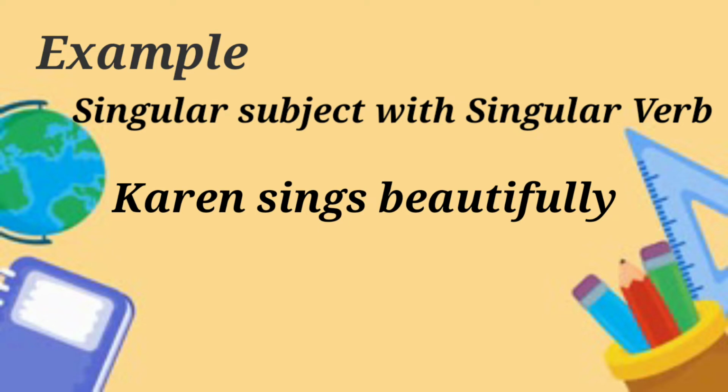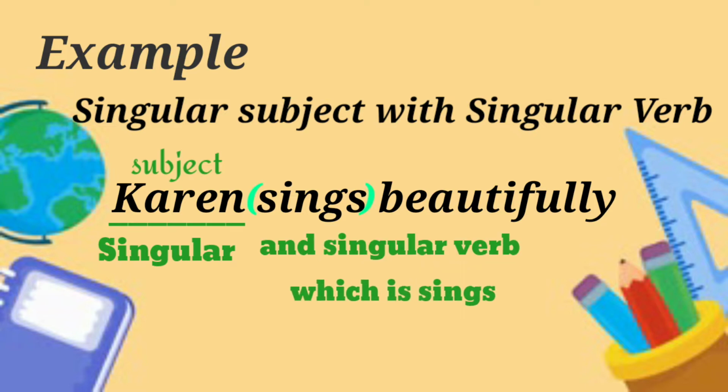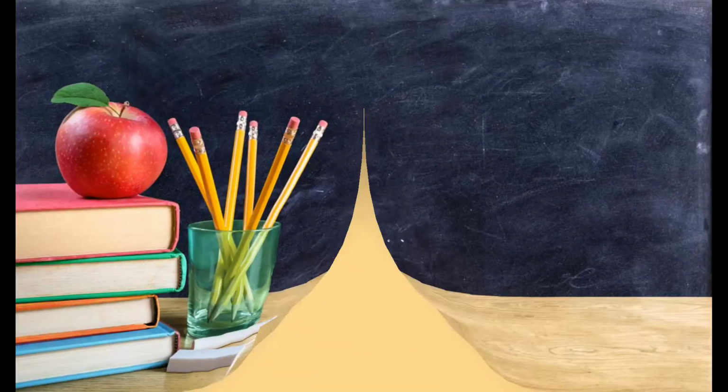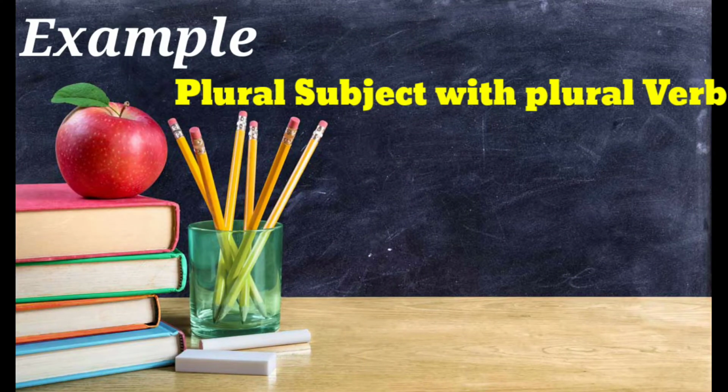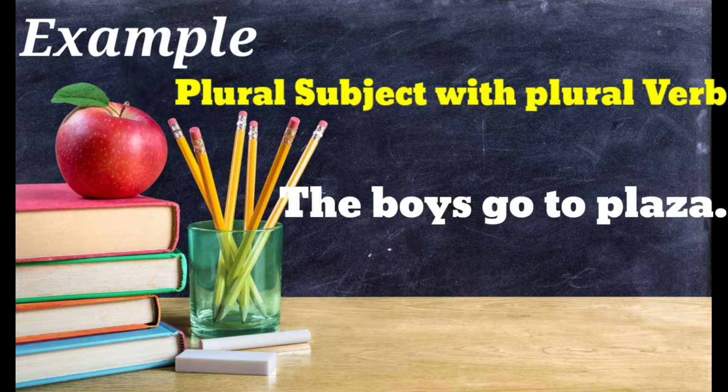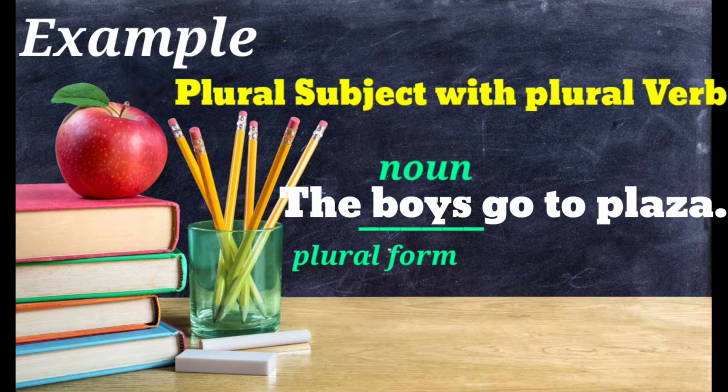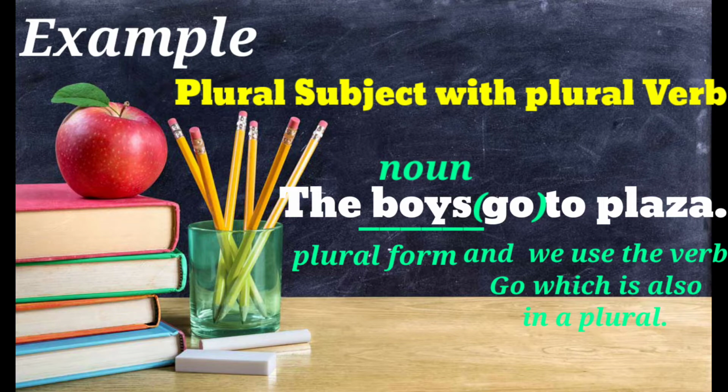Karen sings beautifully. Karen is the subject and singular, and singular verb which is sings. I will give you another example for plural subject with plural verb. The boys go to plaza. Boys, noun, and plural form. And we use the verb go, which is also a plural.